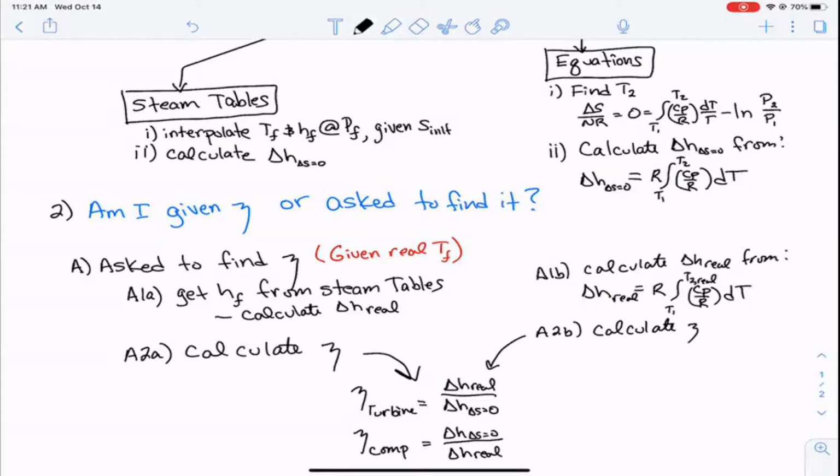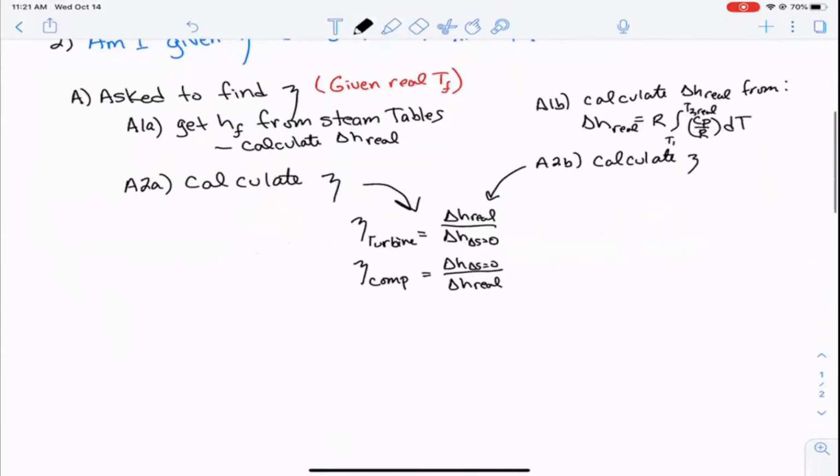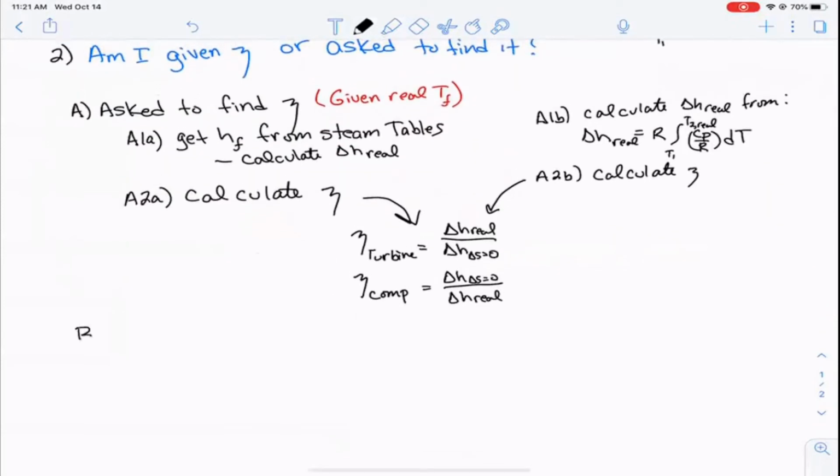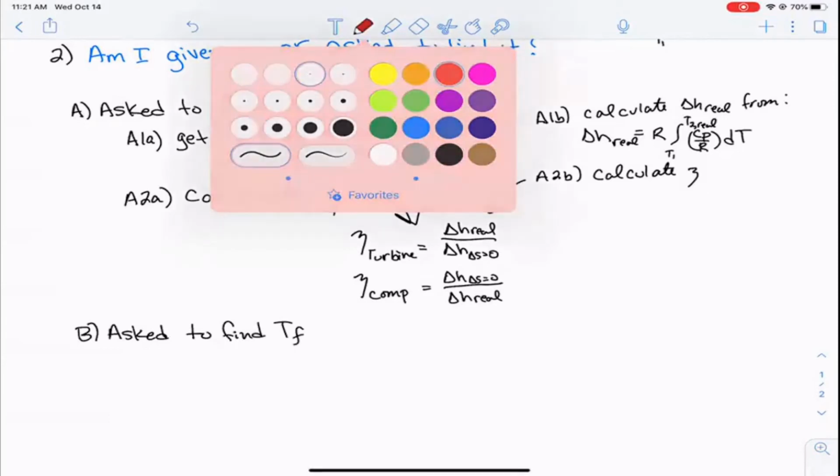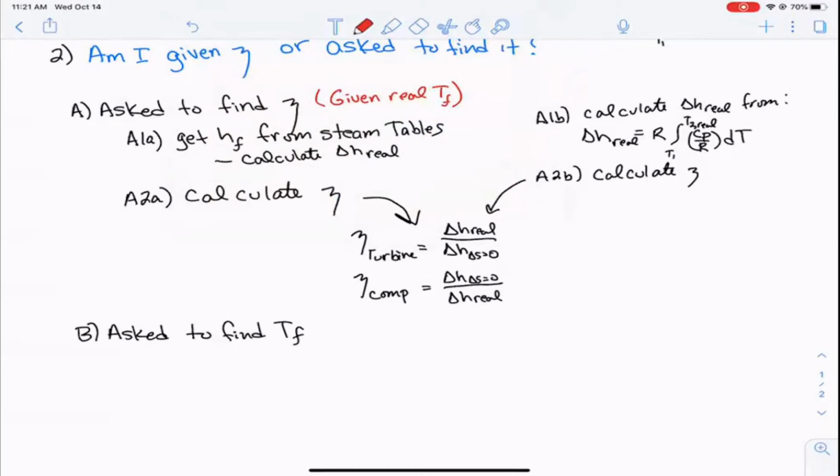Okay, so that's the first part of the second question that I asked myself: am I given the efficiency or asked to find it? Now, if you're not asked to find the efficiency, but we're asked to find the final temperature, and remember, we only have two possible variables, right? The final temperature or the efficiency. And so this means if you're asked to find the final temperature, that you have to be given the efficiency, okay?